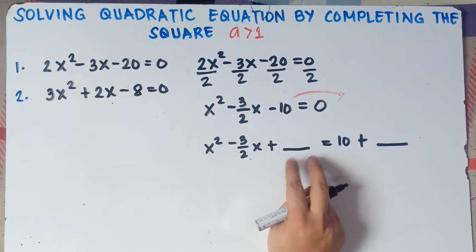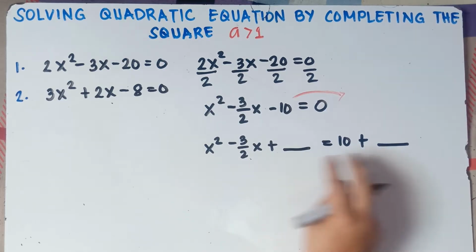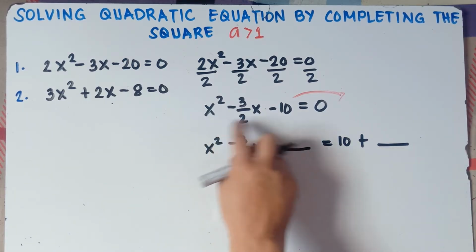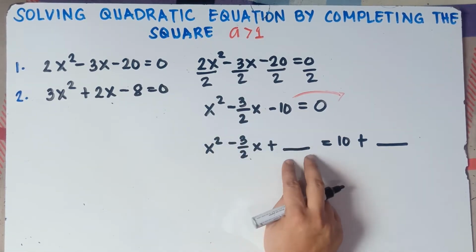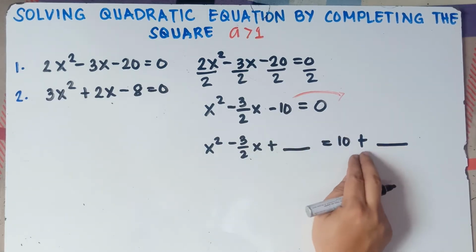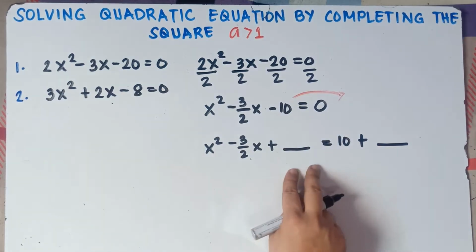Whatever number we add on the left side is the same number that you will add on the right side. Okay, once again, let's copy this equation plus a new number equals, you transpose 10, this is negative, it becomes positive, plus another new number. And what would be that number, sir?